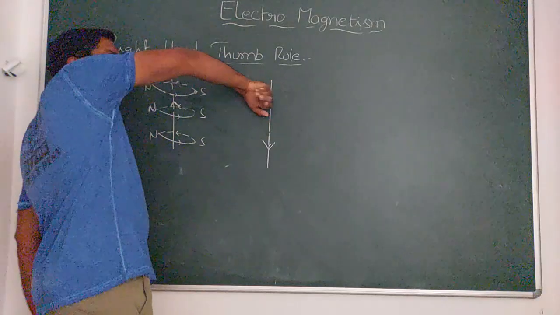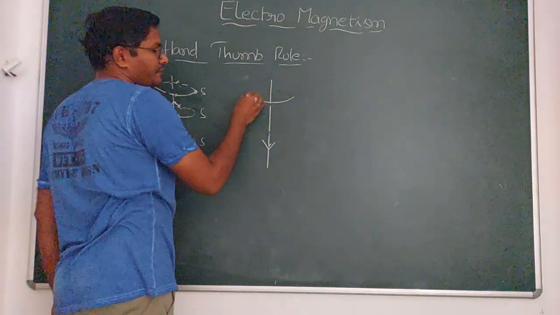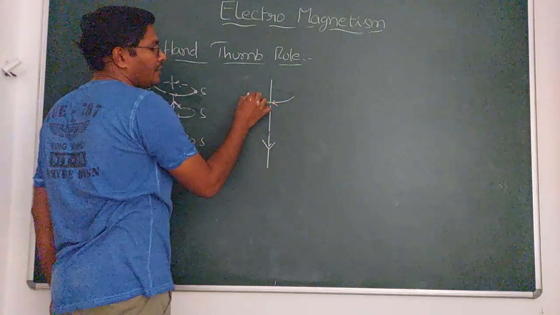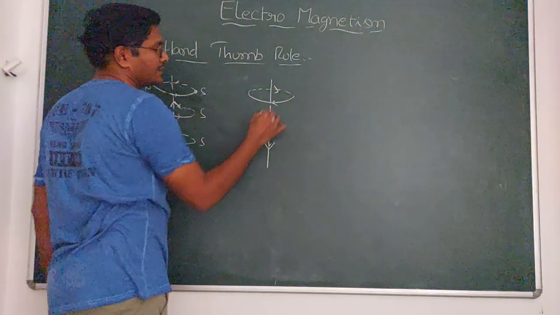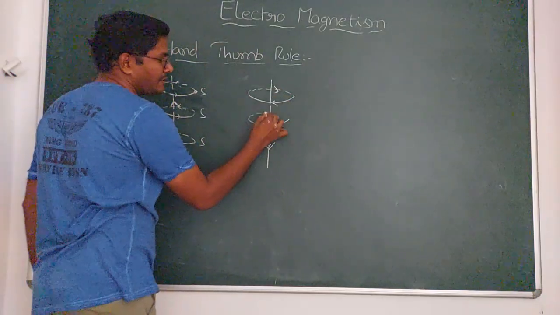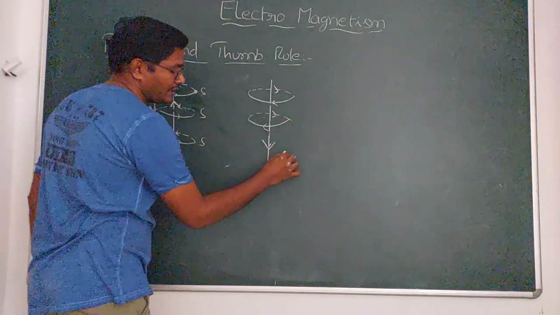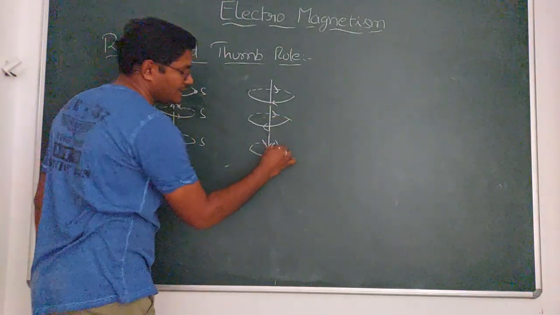In front of the wire, lines are moving in this direction, and on the back side of the wire, lines are moving in this direction.